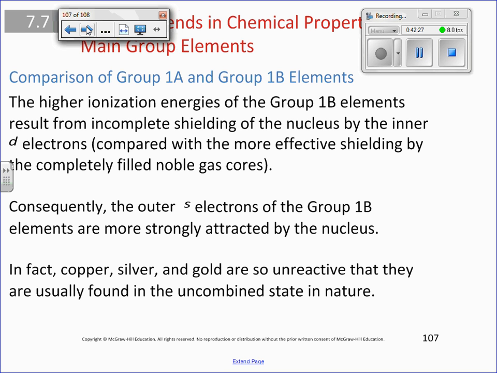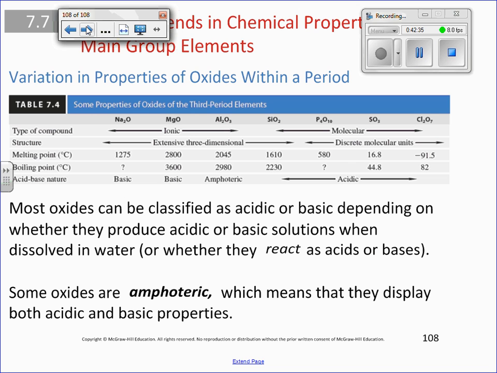So here, we're looking at variation in properties. You see sodium and magnesium oxides, they form basic solutions. Aluminum oxide forms amphoteric solutions, or either. Silicon, phosphorus, sulfur, and chlorine oxides form acidic solutions. And you can look, the melting points are all very high. So that's where that goes.